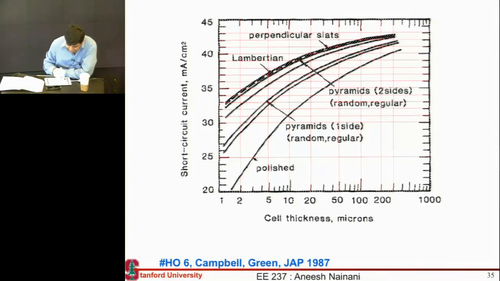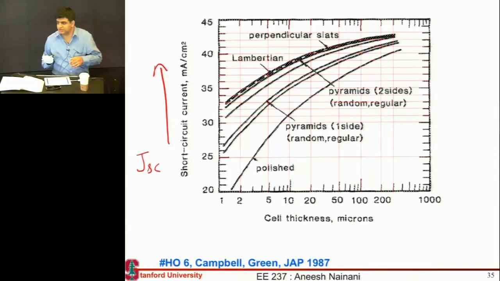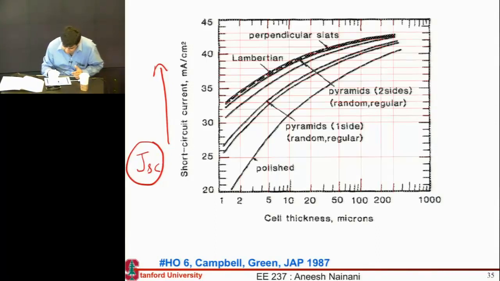And it turns out, this chart over here shows the improvement in the short circuit current. The most sensitive parameter to light trapping is the short circuit current. The more photons you are able to absorb, enhanced using light trapping, the more of that gain you will see in the short circuit current. And this shows improvement for different schemes.